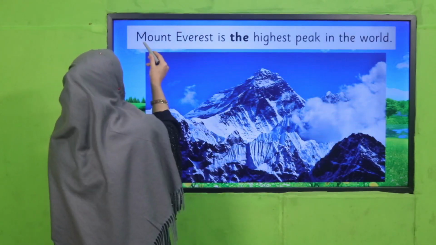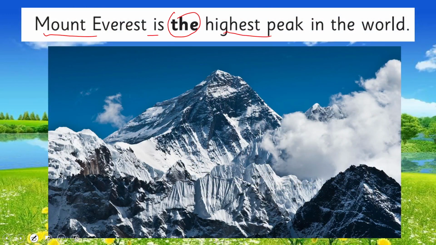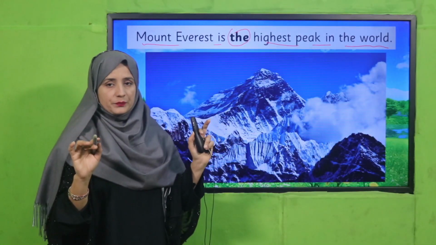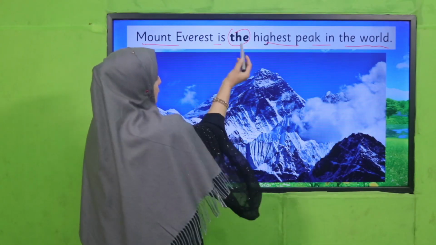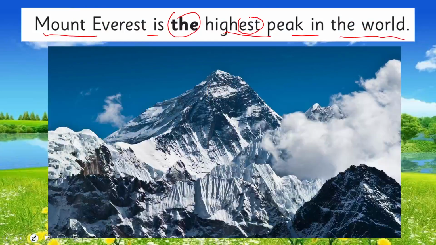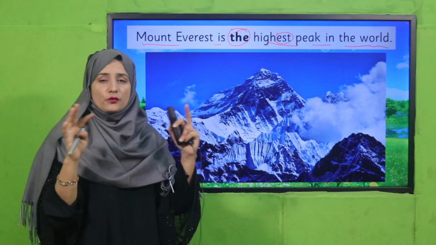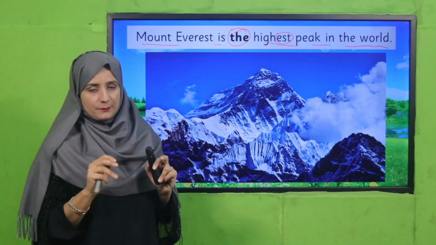Now let's see. Mount Everest is the highest peak in the world. Is it clear? It means this peak is being compared with all mountains throughout the world. So that's why we have used est: high, higher, highest. And we have also used the there. Is it clear now? Have you got that? Because now it's not a comparison of two things. It is being compared with different things and so many things. Is it clear now? Good.